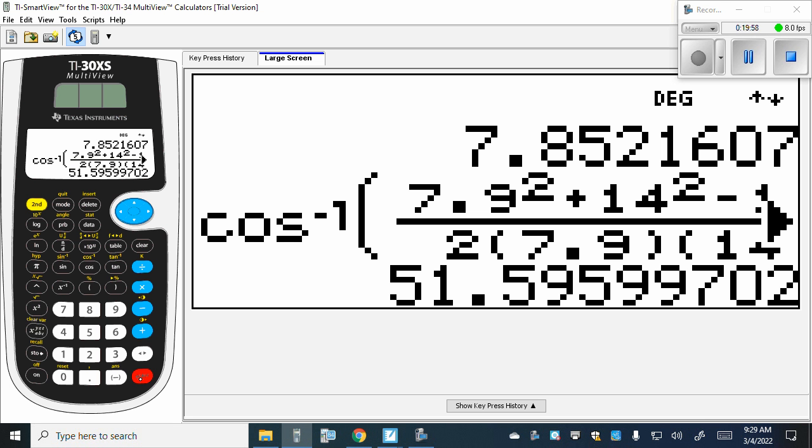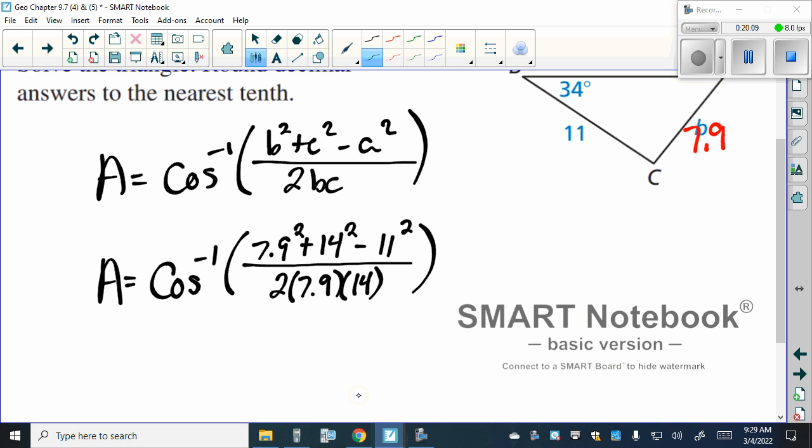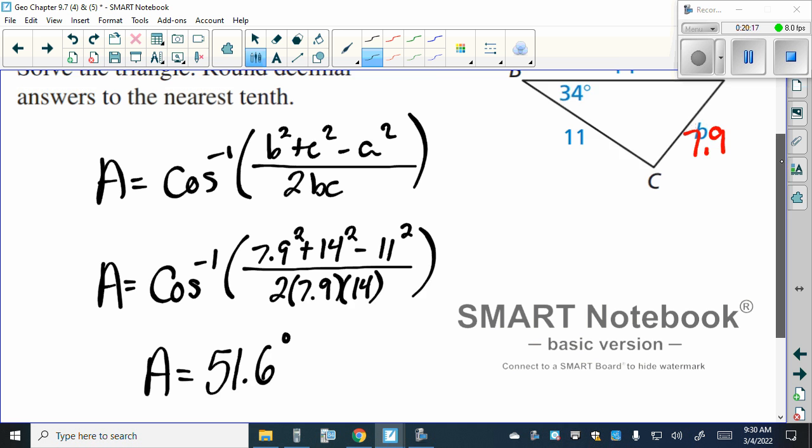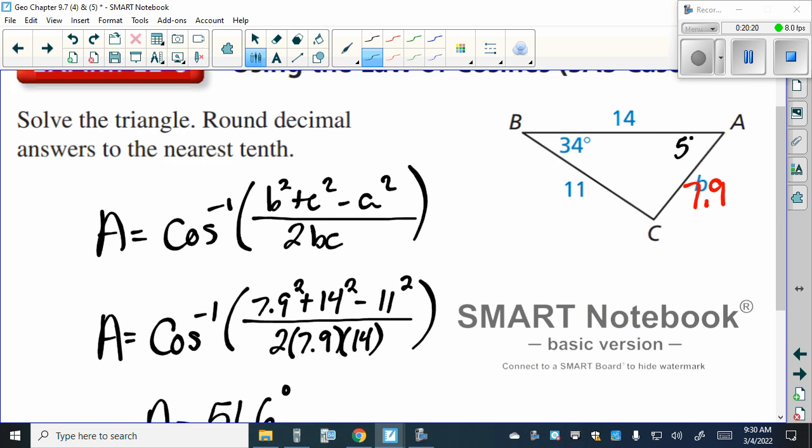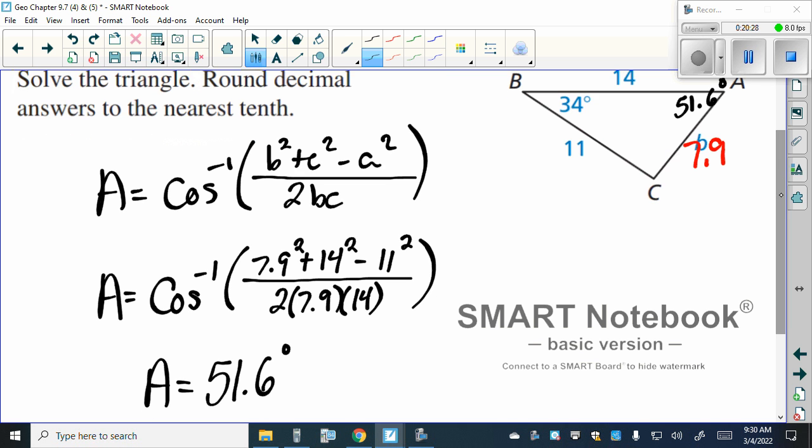So we get 51.595999702. But if we're going to the nearest tenth, 51.6. So angle A is 51.6 degrees. Any questions on this so far? So we found one of the sides and one of the angles. We're just missing an angle, yes?